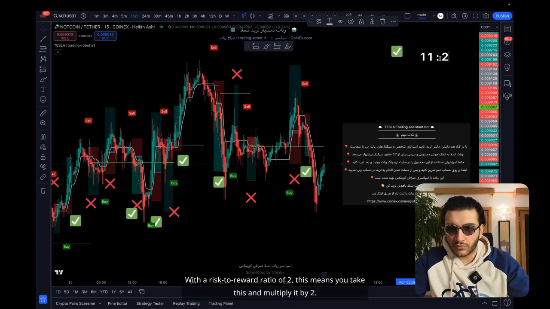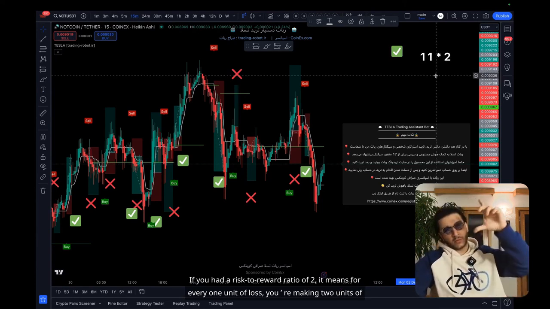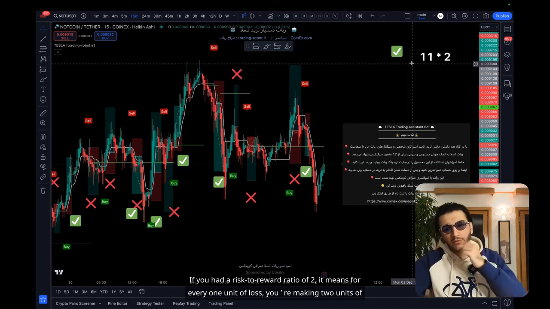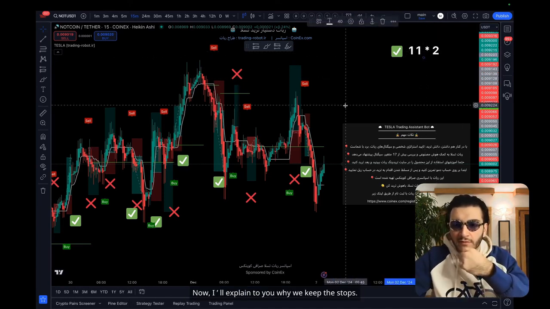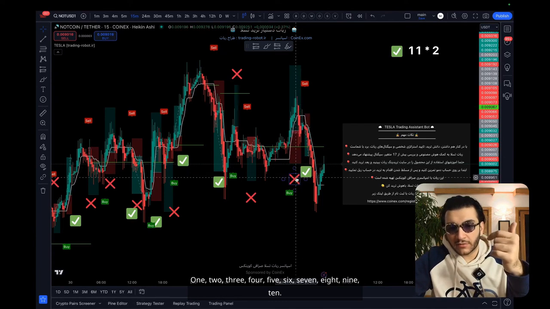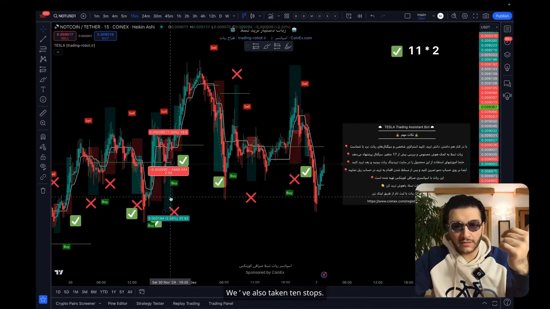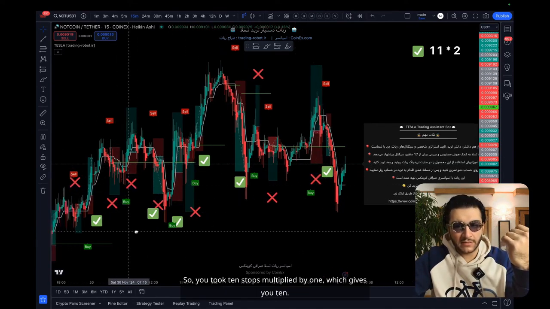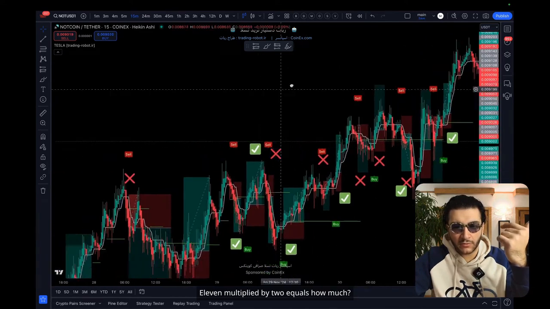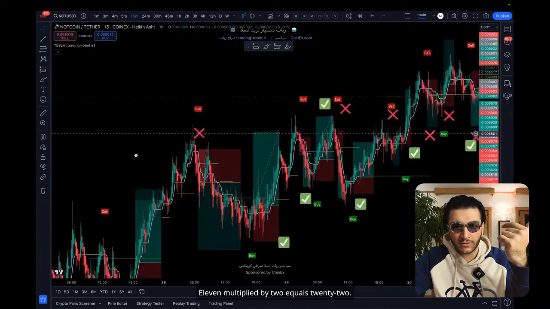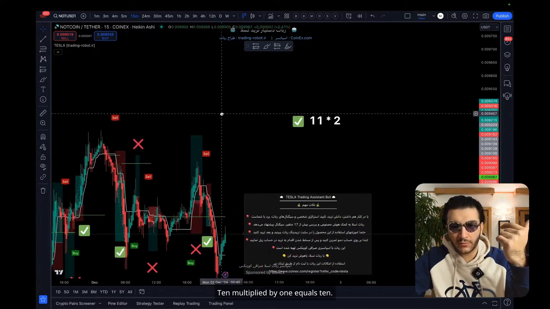With a risk to reward ratio of 2, you take this and multiply it by 2. It means for every 1 unit of loss, you're making 2 units of profit. Now I'll explain why we keep the stops. We've also taken 10 stops, so 10 stops multiplied by 1 gives you 10. 11 multiplied by 2 equals 22. 10 multiplied by 1 equals 10.